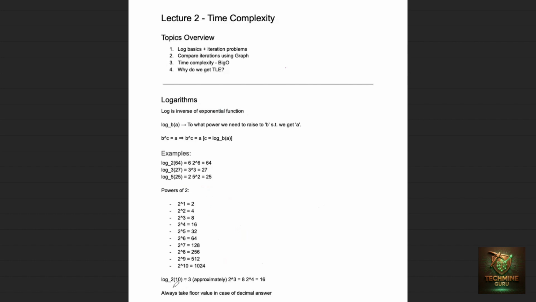So if log of 10 on the base 2 comes, it means when 2 is raised to the power 3, we get 8. And when 2 is raised to the power 4, we get 16. So the general rule we follow is to always take the floor value in case of a decimal number. Now one question arises: why are we considering only 2? Because as we know, computer science understands the language of binary, which is just 0 or 1. So every time we talk about log, we are talking about log on the base of 2.